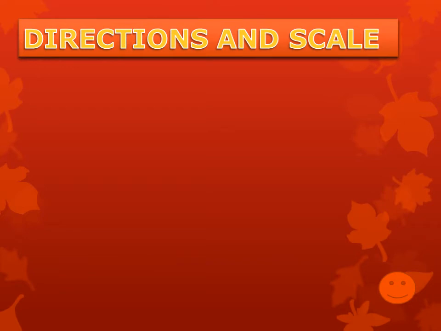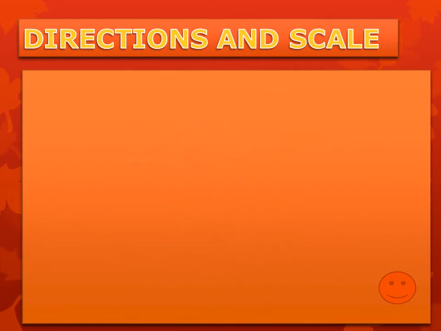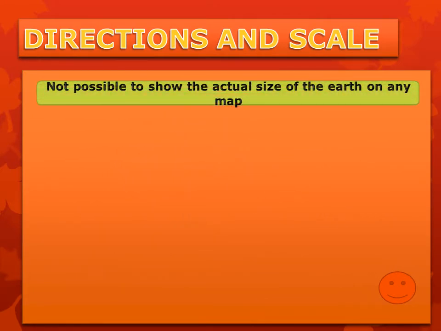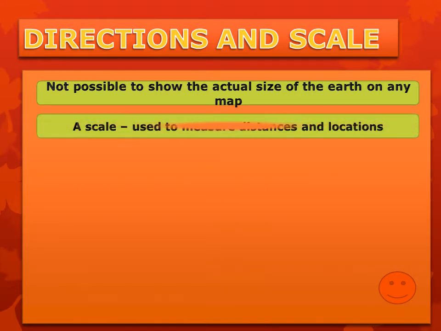Now we have directions and scale. It is not possible to show the actual size of the earth on any map because earth is very big in size. So we cannot show that on any map or on globe. So a scale is used to measure distances and locations.